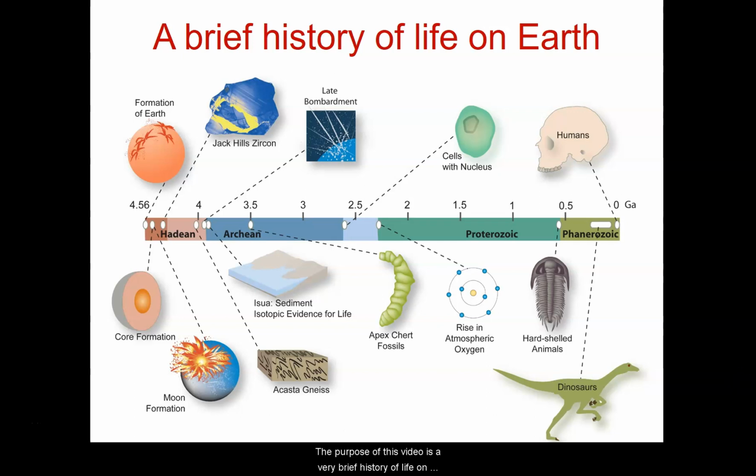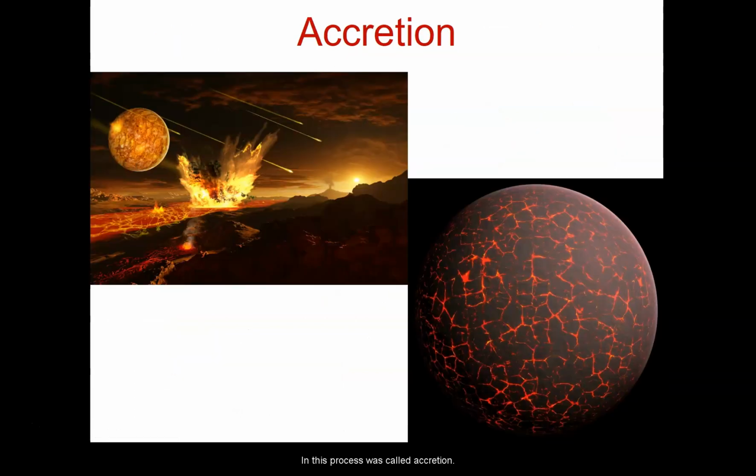The purpose of this video is a very brief history of life on Earth, essentially to set the stage for the beginning of some of the chemical changes necessary for biology to even start on Earth. So we're starting back here about 4.5 billion years ago with the formation of the Earth. And this process was called accretion. Accretion is simply just the processes that allowed the Earth to form the global mass that we know now.